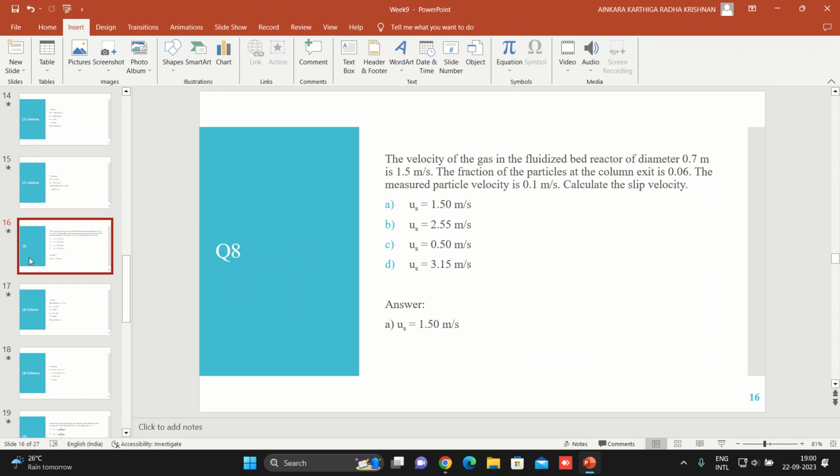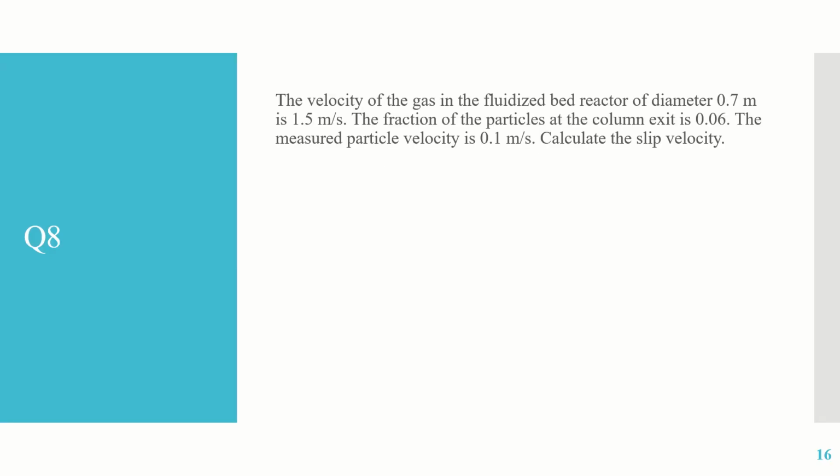So we'll look into the question again. In question 8, it is asked that the velocity of the gas in the fluidized bed reactor of diameter 0.7 meter is 1.5 meter per second. Fraction of the particles at the column exit is 0.06. Measured particle velocity is 0.1 meter per second. So calculate the slip velocity. We have the option as 1.5 meter per second, which is the answer we got. So option A is the right answer.